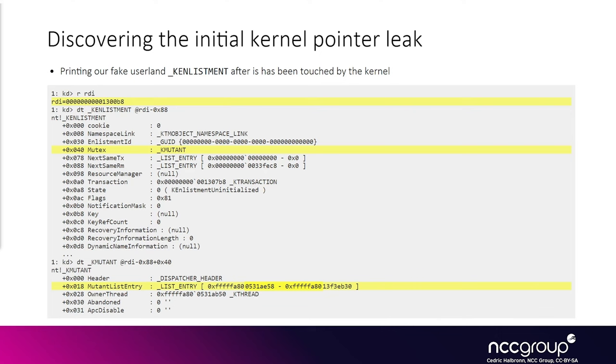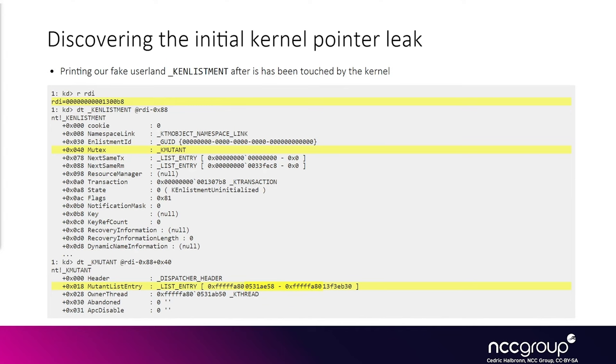Also, keep in mind that the KTM structures have inline structures, which is basically that the K enlistment has embedded structures like the K mutant. And so initially, most of the fields will be zeros, because we provided them from userland and we didn't specify any value. And so once they are changed by the kernel, it will be easy to notice as suddenly they are not zeros anymore. And if you look closely at them, you should see some kernel pointers.